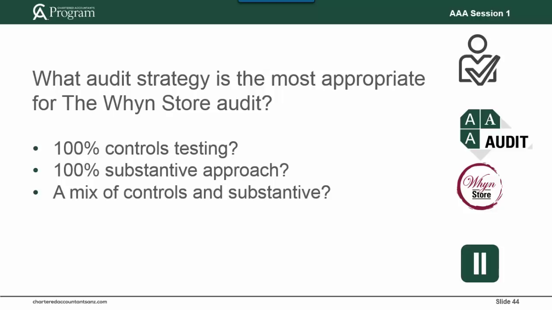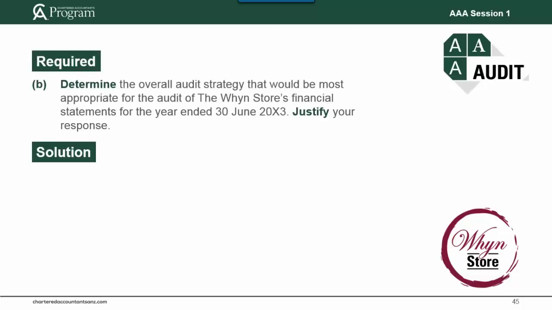Done? Okay. In this case, a mix of tests of controls and substantive testing, also known as a combined approach, would be the most appropriate. But why? Why is this the most appropriate? It's very important that we don't forget that we've also got to justify our determination, as in the required question.